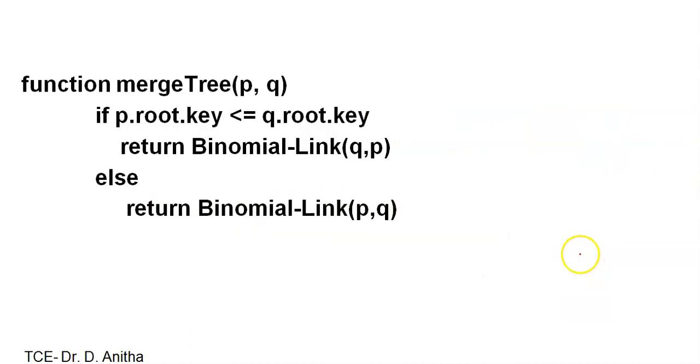Fine. So for doing this link, we have a very simple merging. For merging two trees, I have to just check the root of the key. If the first root is lesser, then I have to link Q to P. Otherwise, I have to link P to Q. This is what we have performed in the previous slide.